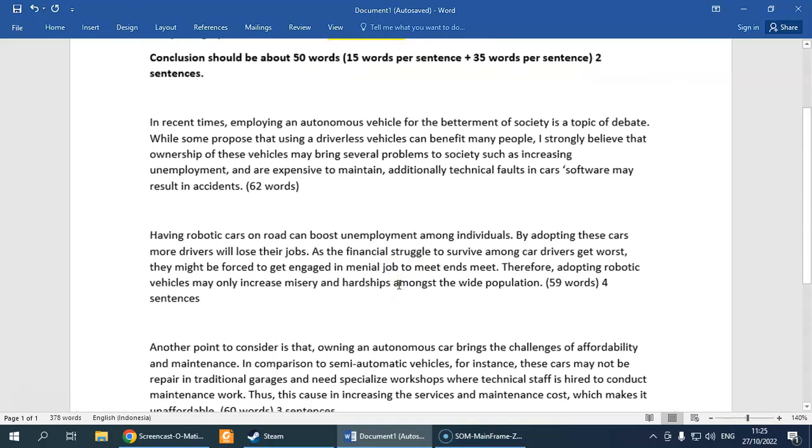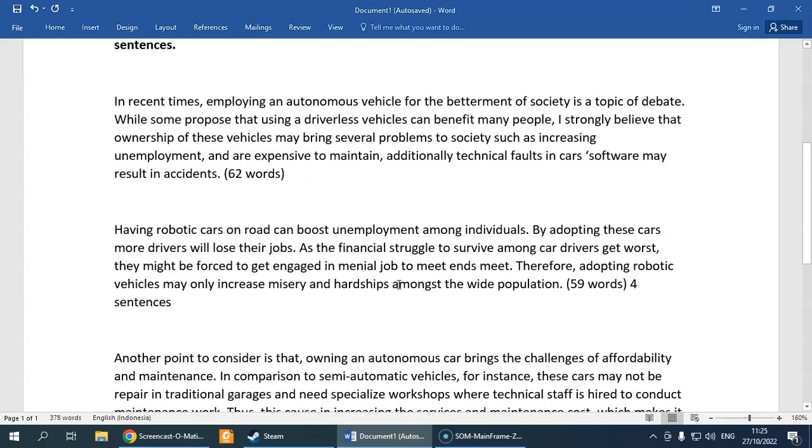Okay, another thing is, I think you wrote this essay in a hurry. Yeah. Maybe you wrote this, I think, under 20 minutes or so, something like that. Because there are many slight mistakes here and there, okay? In recent times, employing an autonomous vehicle, why is it singular? This is one example. Why is it singular? Why is it just a vehicle? A vehicle. Employing an autonomous vehicle. A means one. Why is it only one? Okay. That's the question.